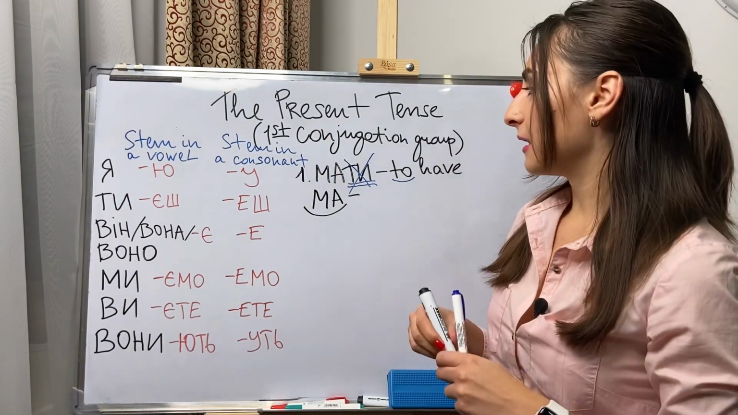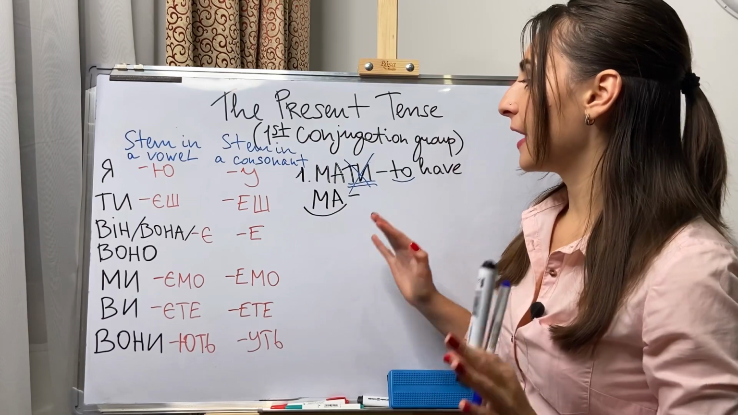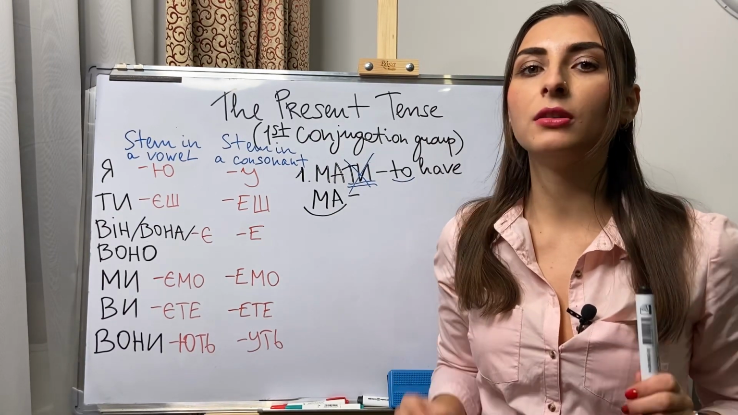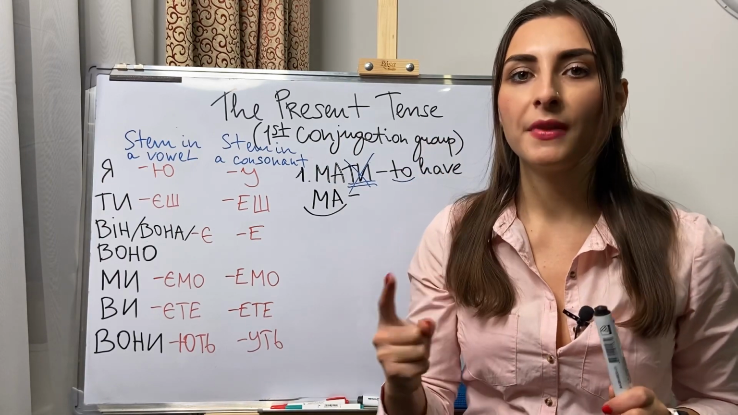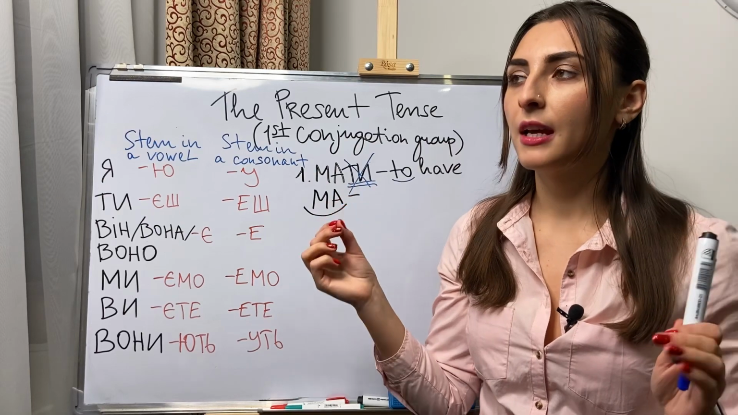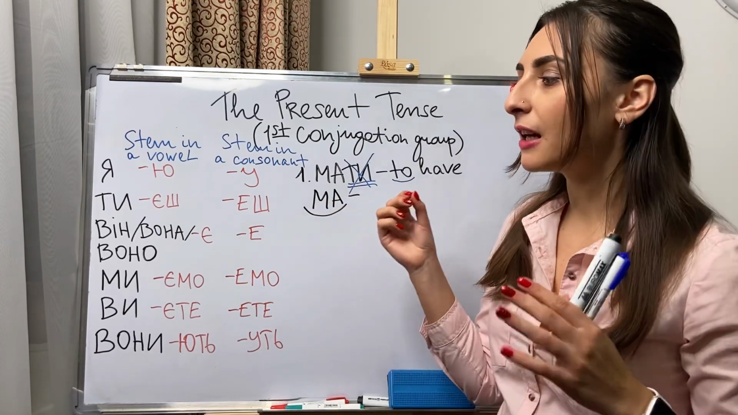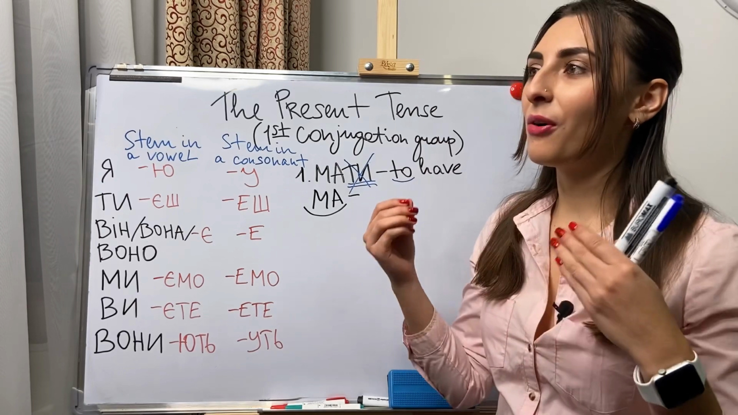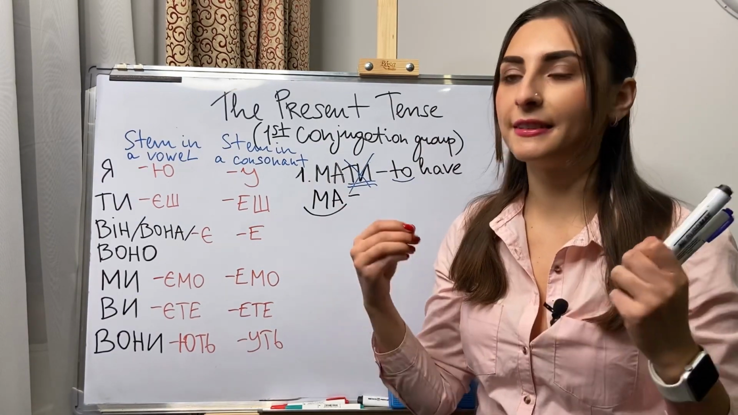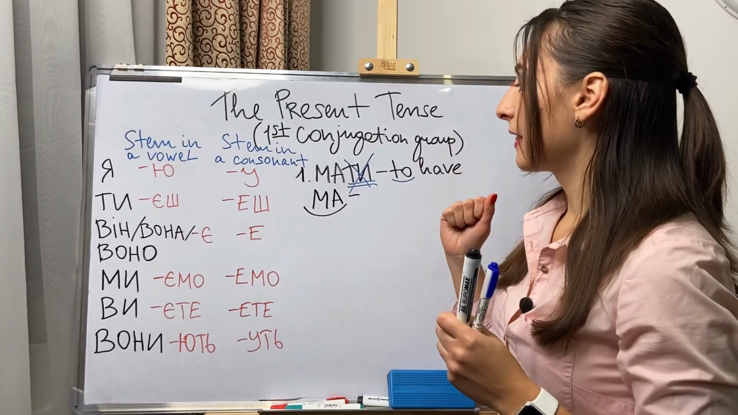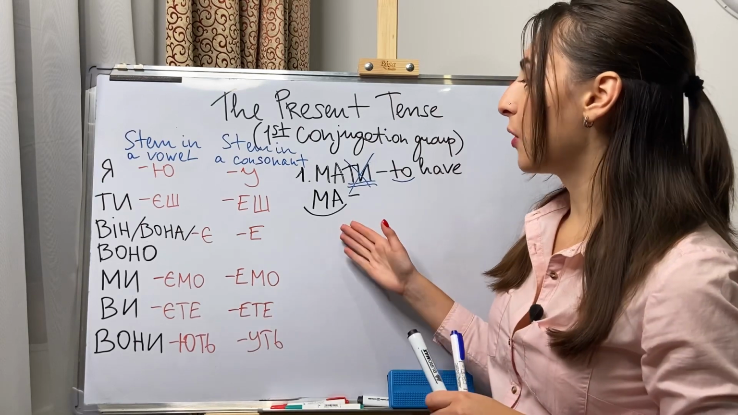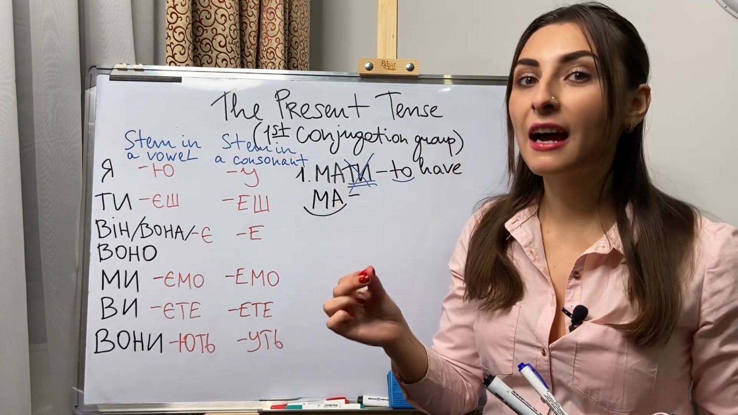Okay, and we also know that this verb belongs to the first conjugation group because it has only one syllable. What is a syllable? A syllable is when it consists of a consonant plus vowel. Consonant plus vowel is a syllable, ма. Okay, and then we have to add the appropriate ending. So you see that this stem ends in a, and a is a vowel.